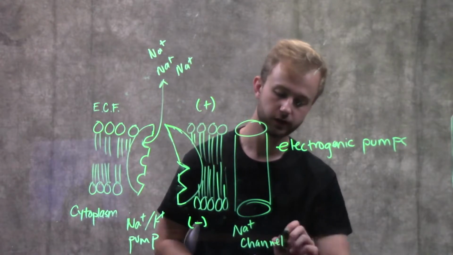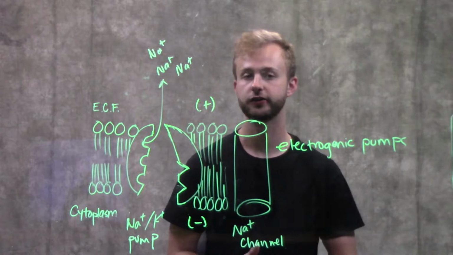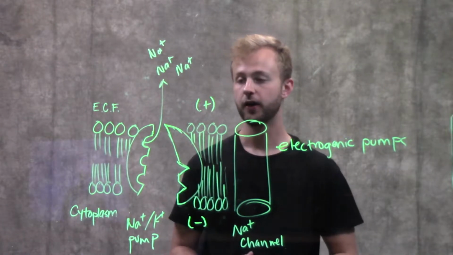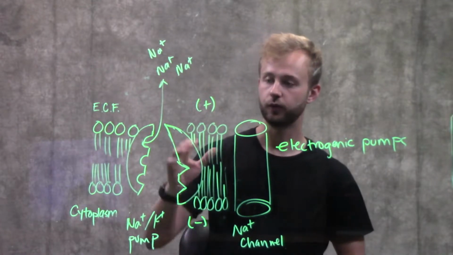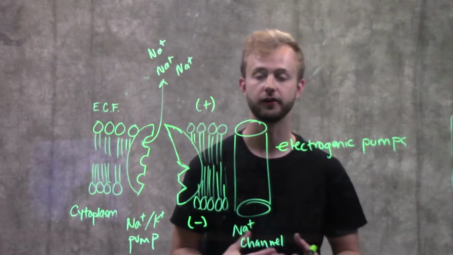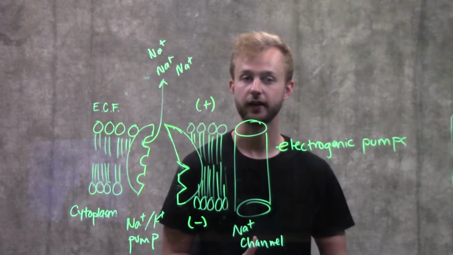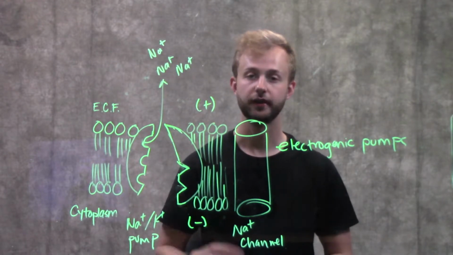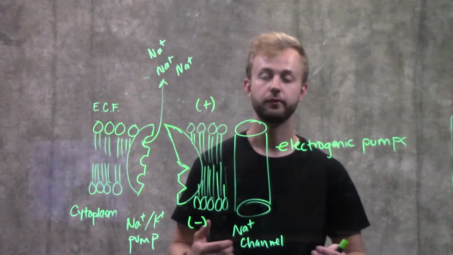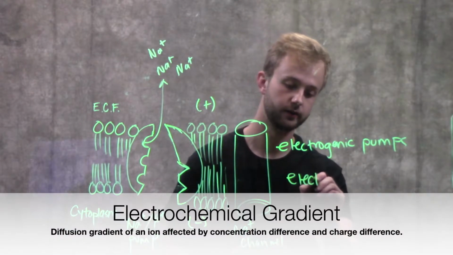When we open up a sodium channel, sodium is already going to want to flow down its concentration gradient from high to low. But in addition, sodium is now going to be attracted to the negatively charged environment on the inside of our cells. So not only is it moving down its chemical gradient, it's moving down its electrical gradient as well. When we combine these two gradients, we call it our electrochemical gradient.